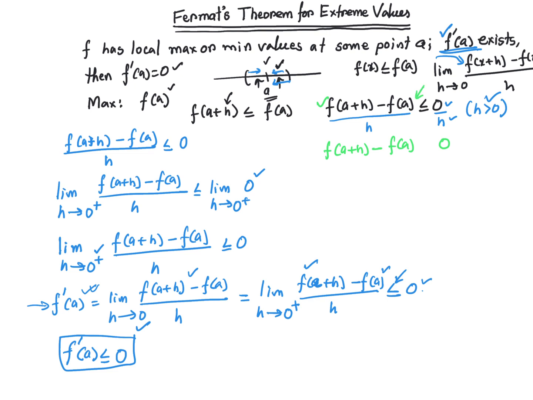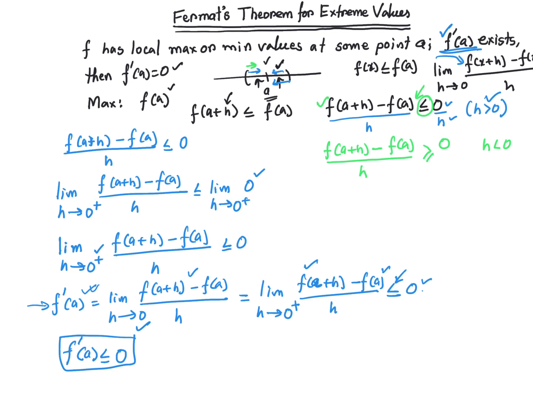But what if my h is negative? That means I'm going from the left hand side. So h less than 0. Then what's going to happen when I divide by h? This inequality is going to flip. So that means this is going to be greater than or equal to 0. So that's the key observation, or key difference.